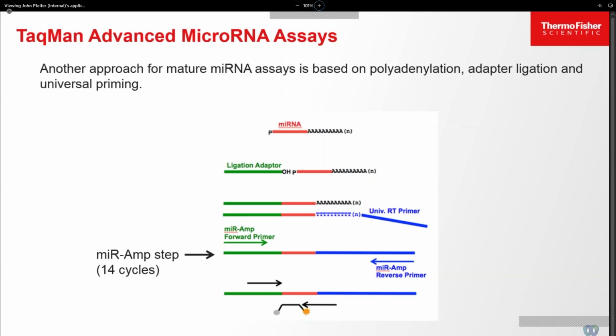The cDNA is then transferred into a chemistry called miR-Amp. The miR-Amp chemistry has a forward primer, which matches the adapter sequence, and a reverse primer matching the universal primer sequence. And we amplify that 14 cycles. The miR-Amped cDNA can then be transferred over to real-time PCR.